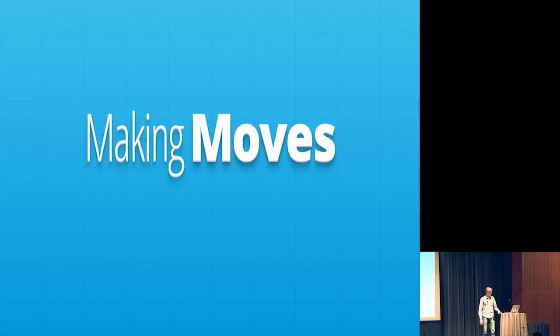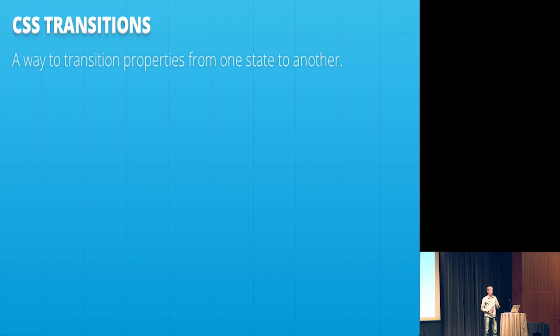Okay, moving on. Literally moving. So transitions. I bet you've heard of these as well. How many of you have used these in a production application? A handful, maybe 10. So it's a way to transition property values from one state to another.